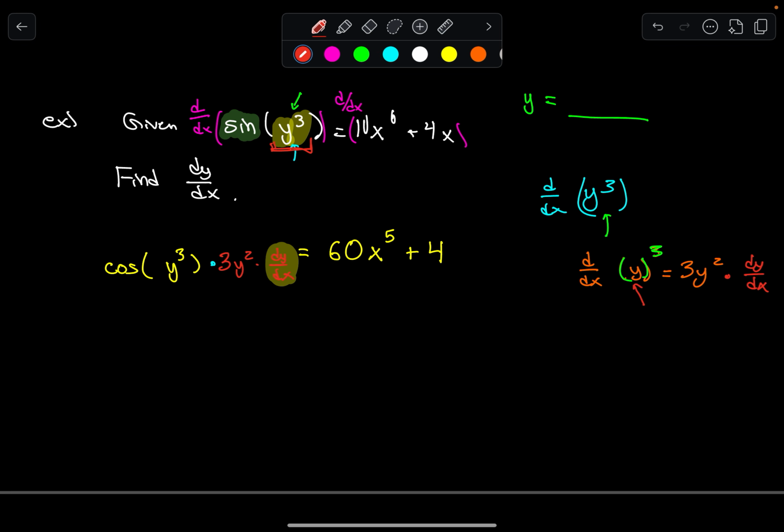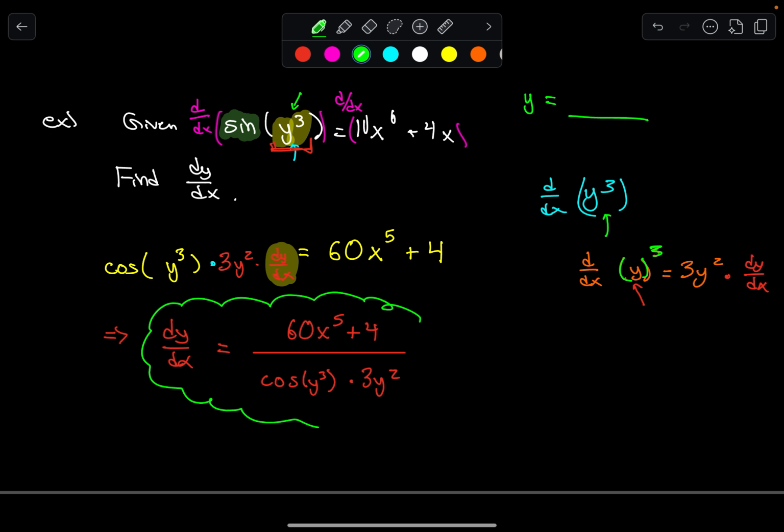And luckily for us, everything's being multiplied on the left-hand side. So dy dx is just going to equal 60x to the 5th plus 4, divided by cosine of y cubed multiplied by 3y squared. And this is another implicitly defined derivative, because the y is sitting right there in the equation.